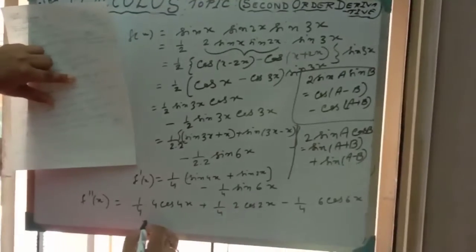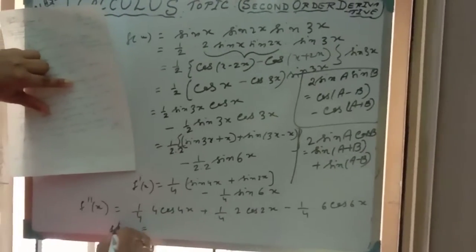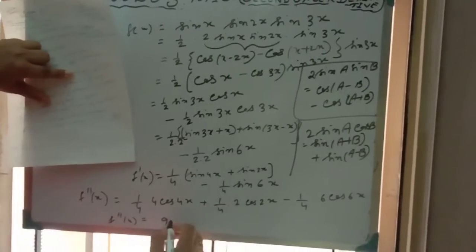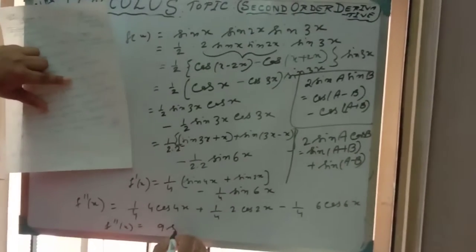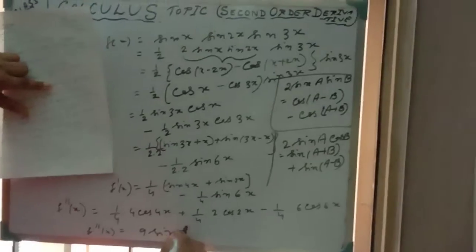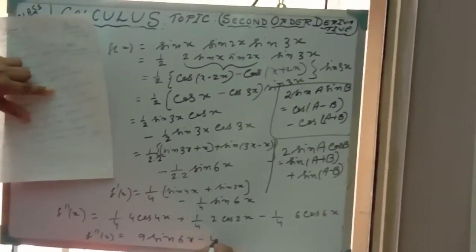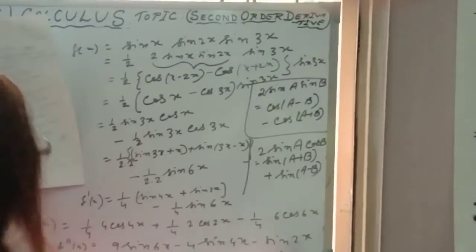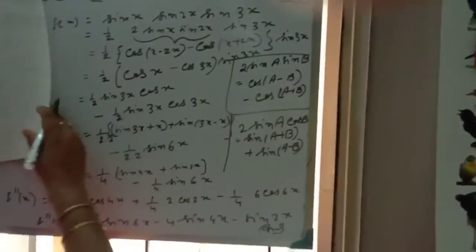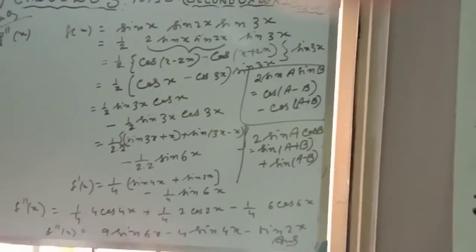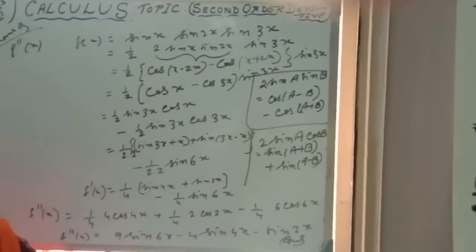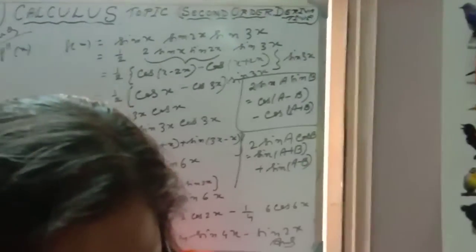Okay, so just do this calculation part. We will get f double dash x is equal to, 4 cancels, 2 4. Just do this calculation part on your own. 2 sin 6x minus, you will get, minus sin 4x minus sin 2x. This will be the answer. Space is not enough, so I have not shown the calculation part. You can do it on your own. Okay, coming to the next sum.